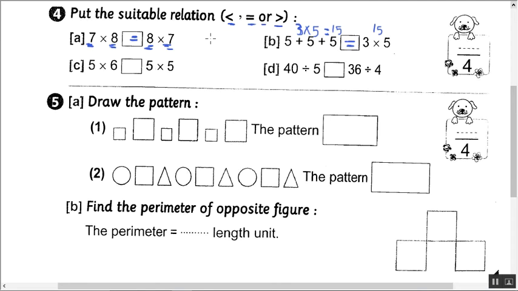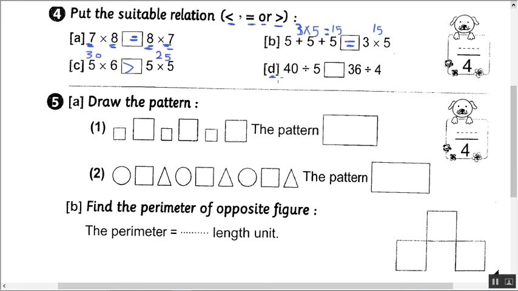Question C, he said 5 times 6. 5 times 6 equals 30. And here we have 5 times 5. 5 times 5 equals 25. Which is greater here, 30 or 25? It will be 5 times 6 is greater than 5 times 5.